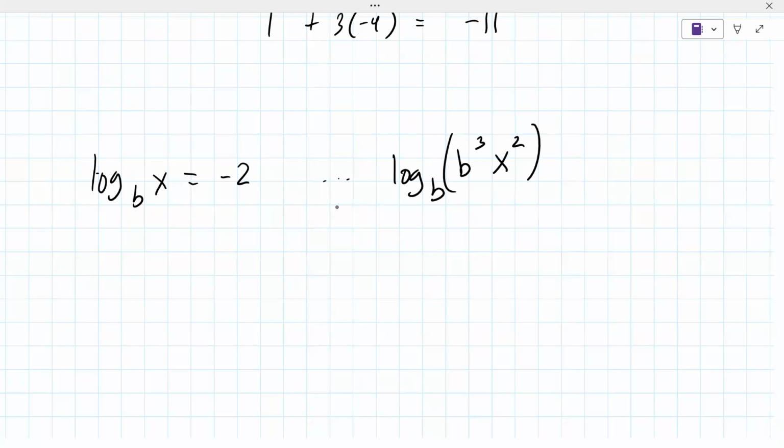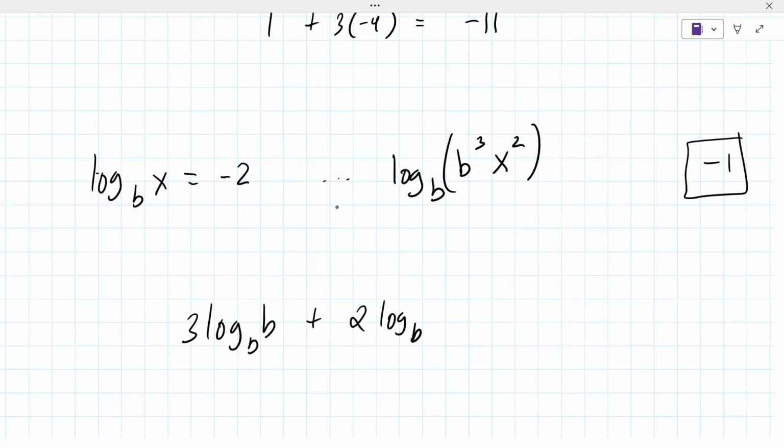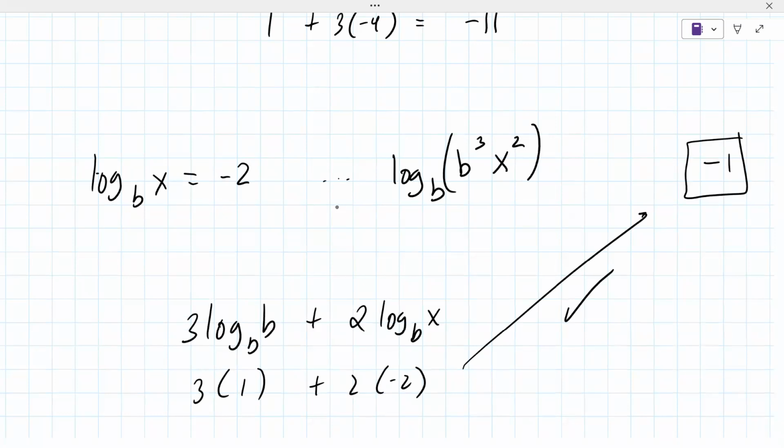Is it -1? Let's take a look. So it ends up simplifying to 3 log base b of b plus 2 log base b of x. 3 times 1 plus 2 times -2 ends up being -1. Good. All right.